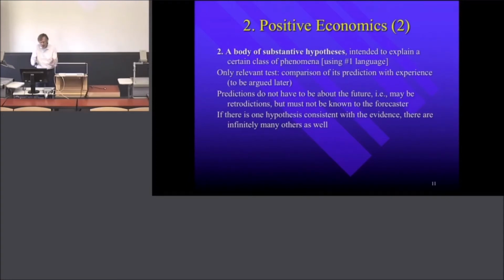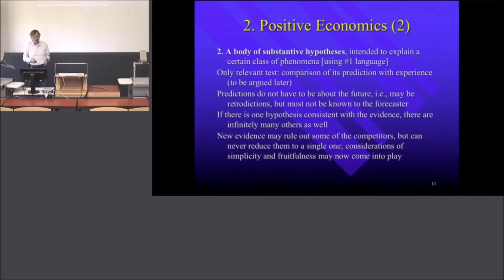So if you've got one hypothesis that's consistent with the evidence, you can always construct more of them. In fact, infinitely many of them. So which makes it hard, of course, then to choose. Which one shall I choose?